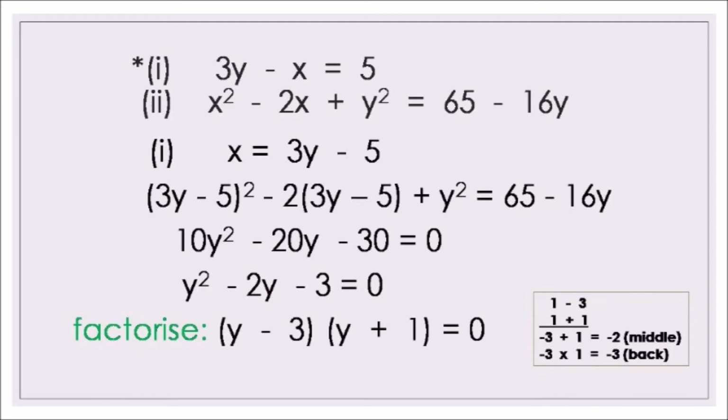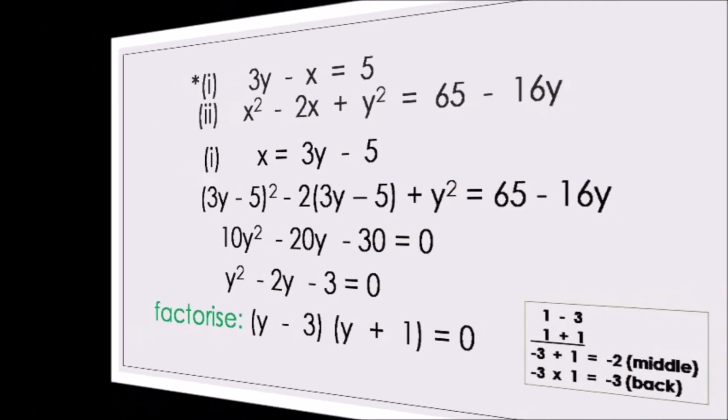That's correct. And you want to get negative 3 when you multiply the 2 at the end. Negative 3 times positive 1 gives you negative 3 at the back. That's what you want. So your factors would be y minus 3 and then y plus 1. So in parentheses, y minus 3 times y plus 1 is equal to 0. So that's the final step you need when you do the factorization.